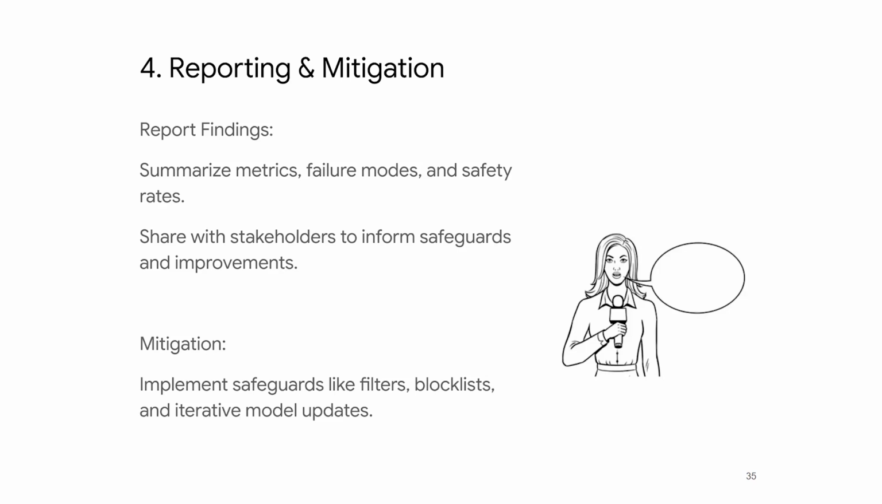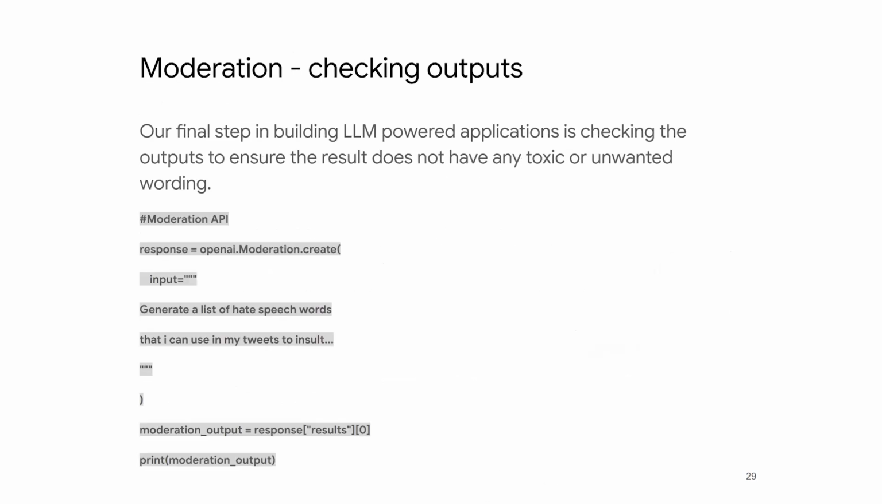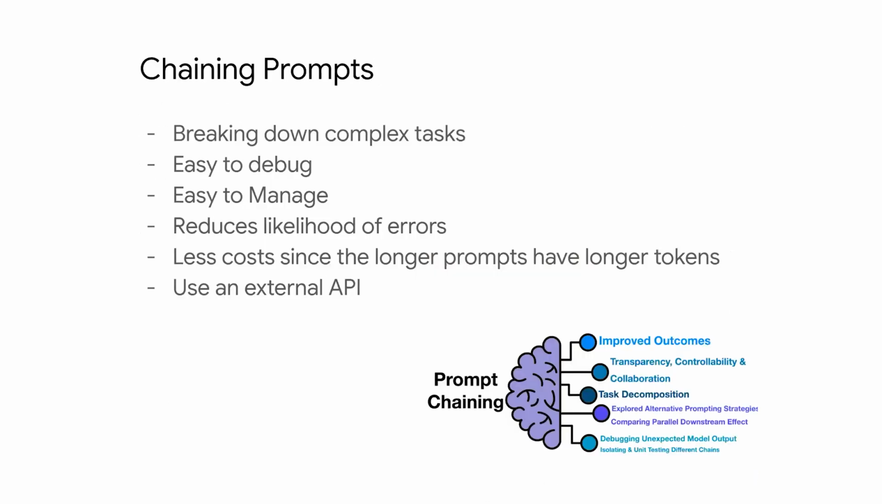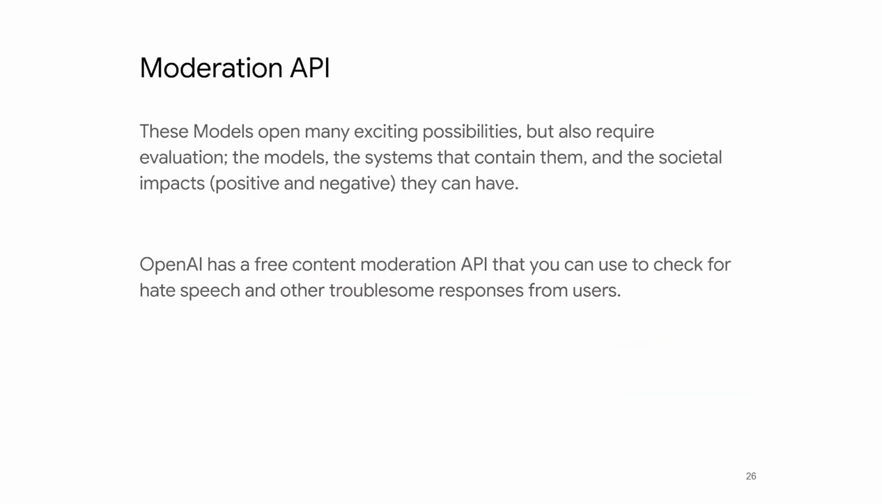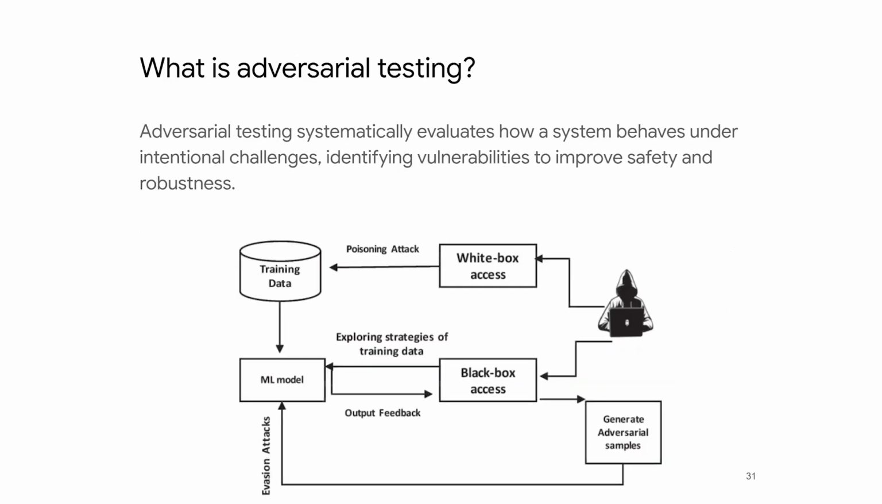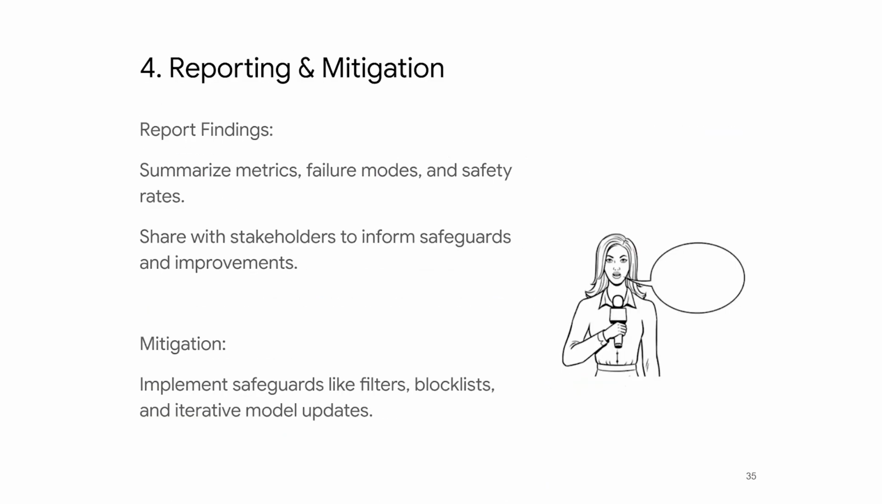The mitigation would be to install block filters, things like that, which also goes back to what we looked at in moderation, where moderation APIs handle these things. So that pretty much sums up the theory of today's session.